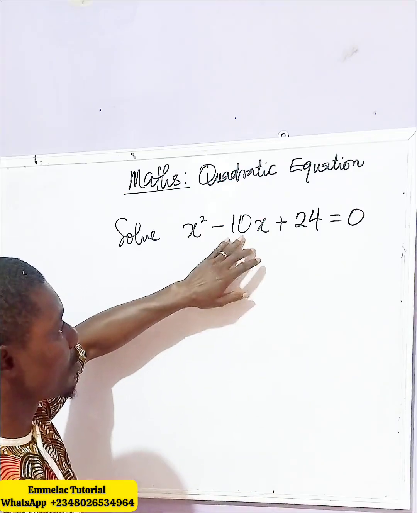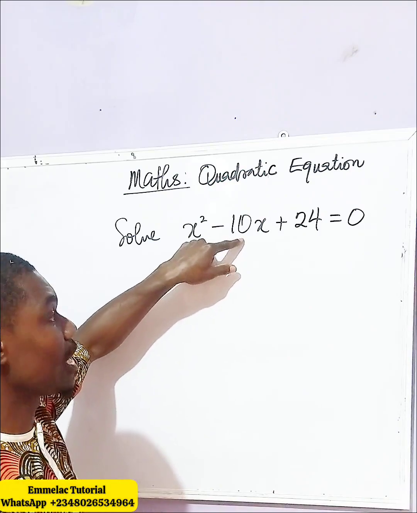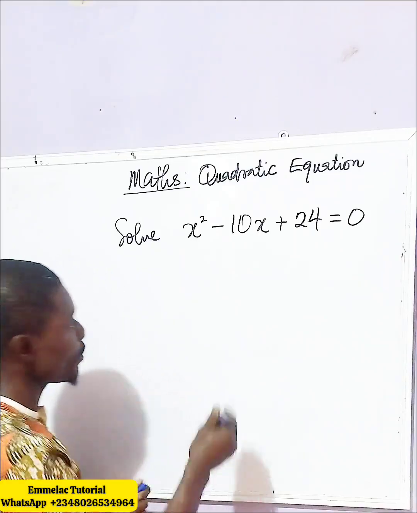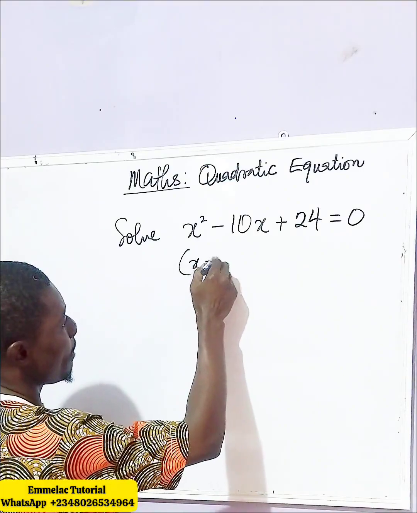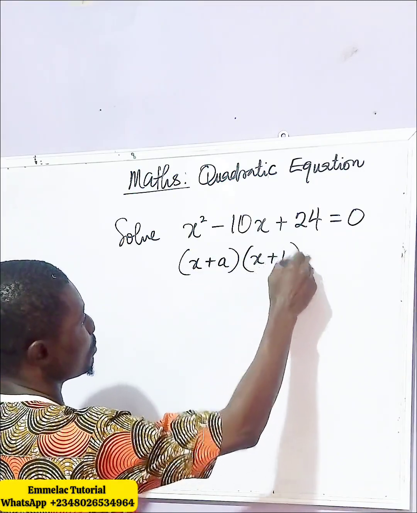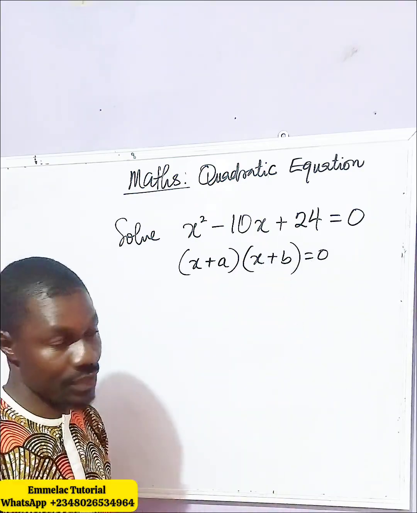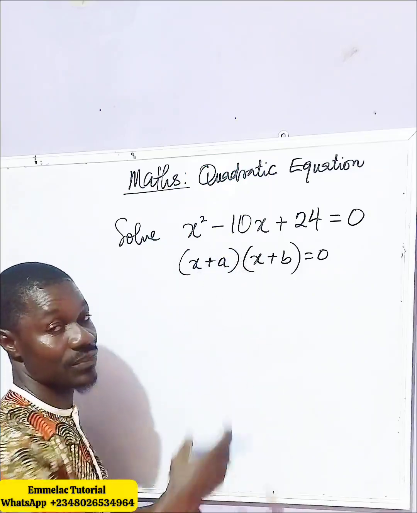So now, considering this 10, making use of the sum here. Okay, so take note. We have to arrive at x plus a into x plus b equals 0. So our goal now is to find a and b. Now first of all, here we have the sum to be -10.